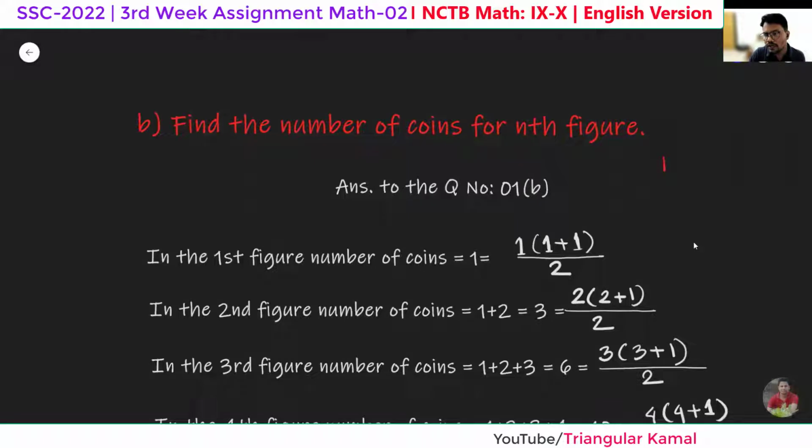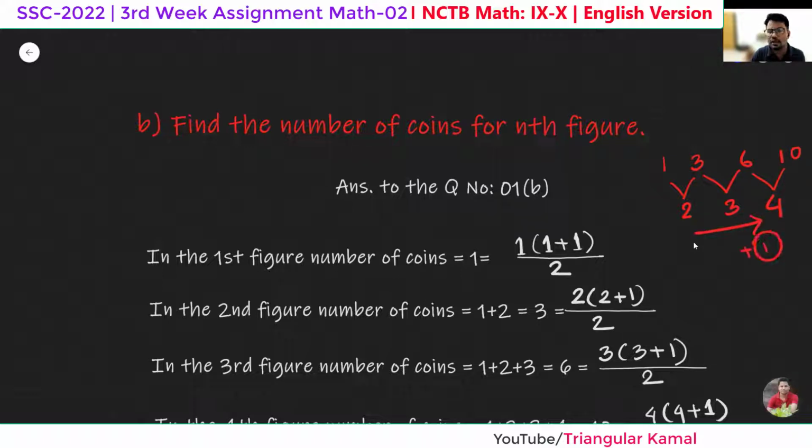In the first figure there is a 3, in the next figure there are a total of 6 coins, and in the next figure there are a total of 10 coins. So what is the difference between them? Between 3 and 6 the difference is 3, and between 6 and 10 the difference is 4. So the difference is always increasing by 1.